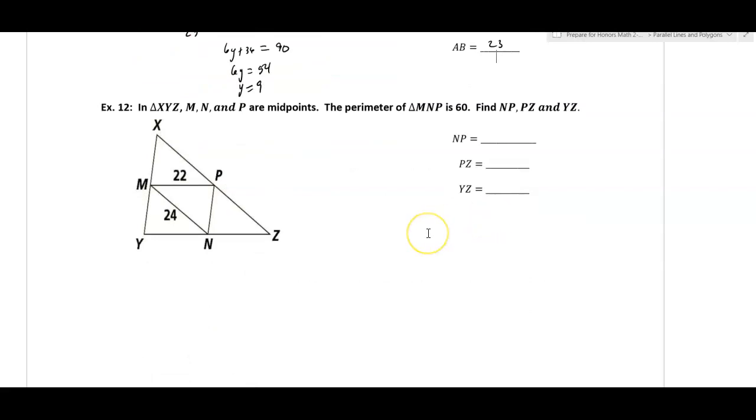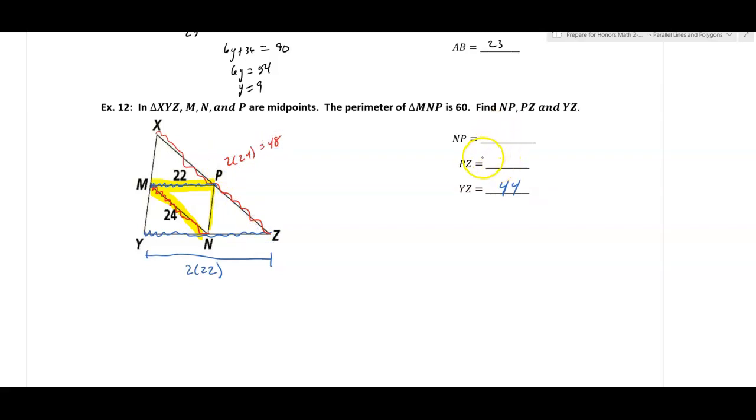Example 12. They tell you M and N are midpoints. Now that tells me if M, N, and P are midpoints, I know all three of these segments are midsegments. So if I take this side here, YZ I know is going to be 2 times 22. YZ would be 44 units long. Now, I know MN is 24. XZ is going to be 2 times 24, which is 48.